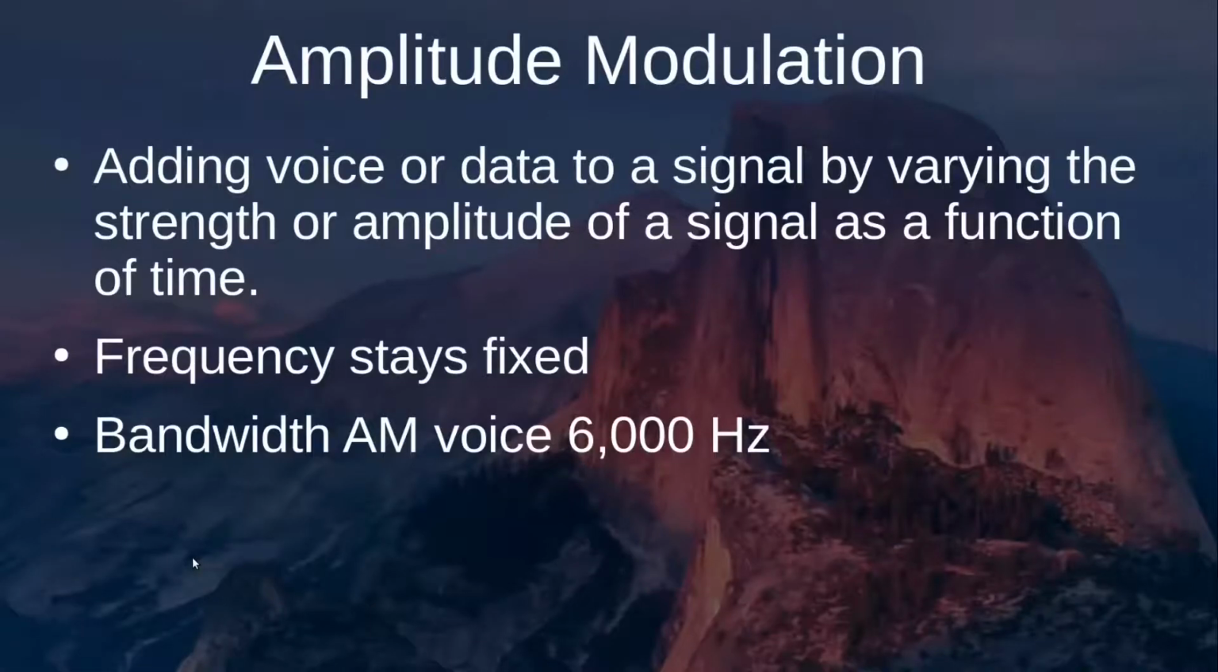The next form of modulation is AM, or amplitude modulation. Essentially, amplitude modulation is adding voice or data to a signal by varying the strength or amplitude of a signal as a function of time. So you're just modifying the height of the sine wave over time. The frequency stays fixed, and AM has a much larger bandwidth than CW. The bandwidth for an AM voice signal is around 6,000 hertz or 6 kilohertz.